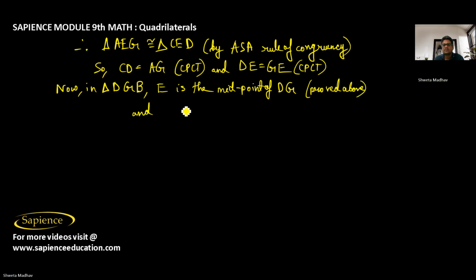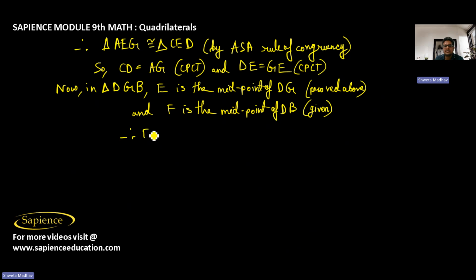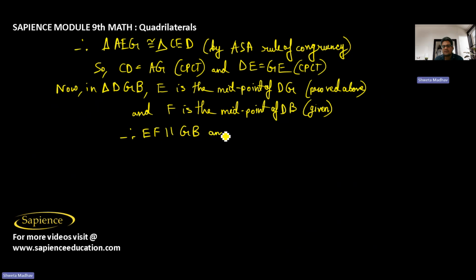And F is the midpoint of DB, which is given. So therefore, I can say that EF is parallel to GB and EF equals half of GB, by using the midpoint theorem.